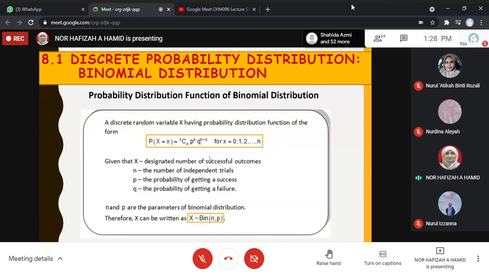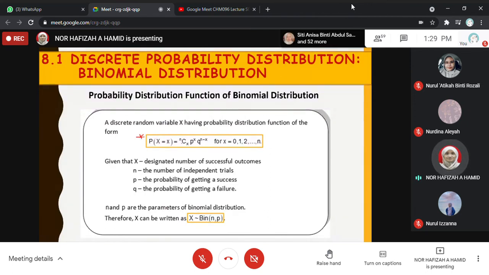Okay, next we have the distribution, probability distribution function. Okay, so yang ni is the binomial formula for the calculation of the probability using binomial distribution. So you kena hafal lah ini.